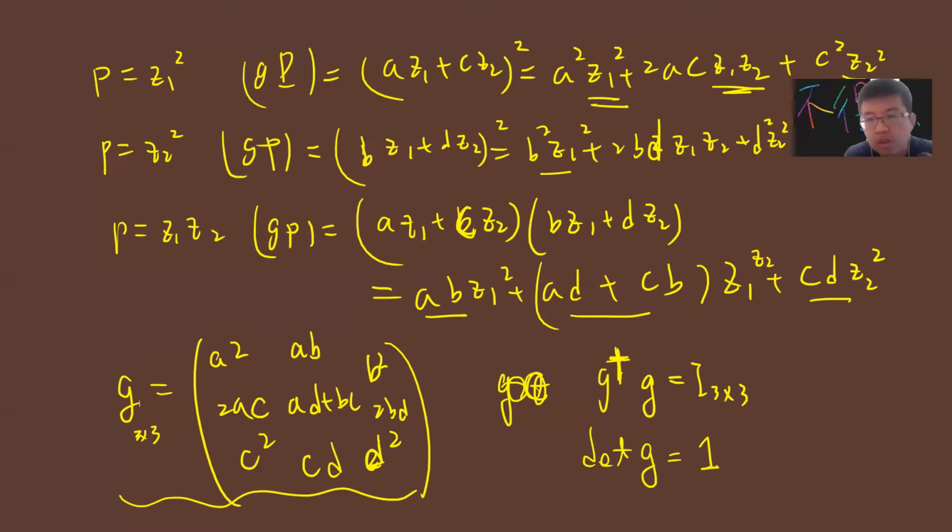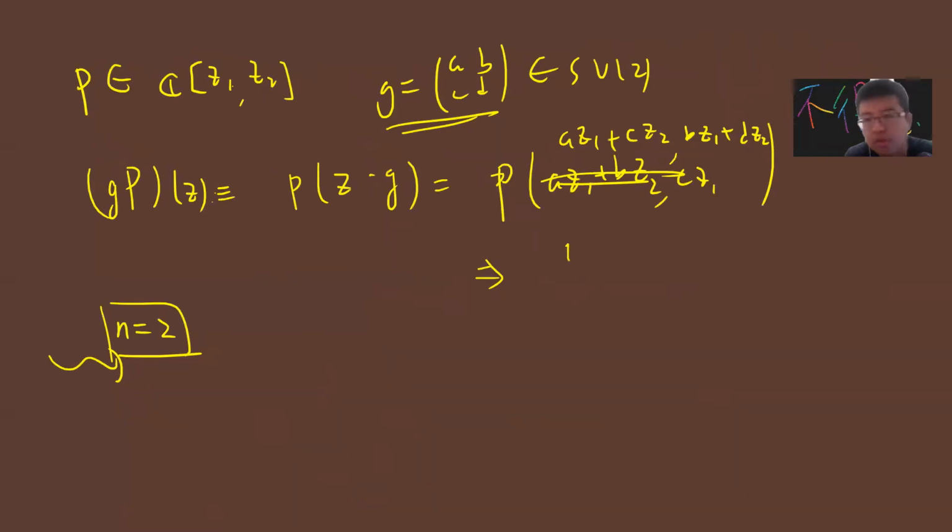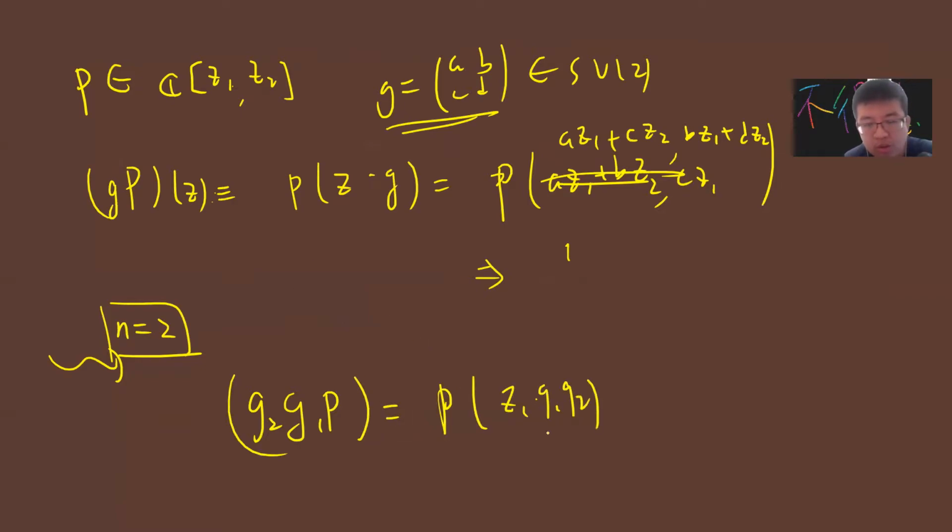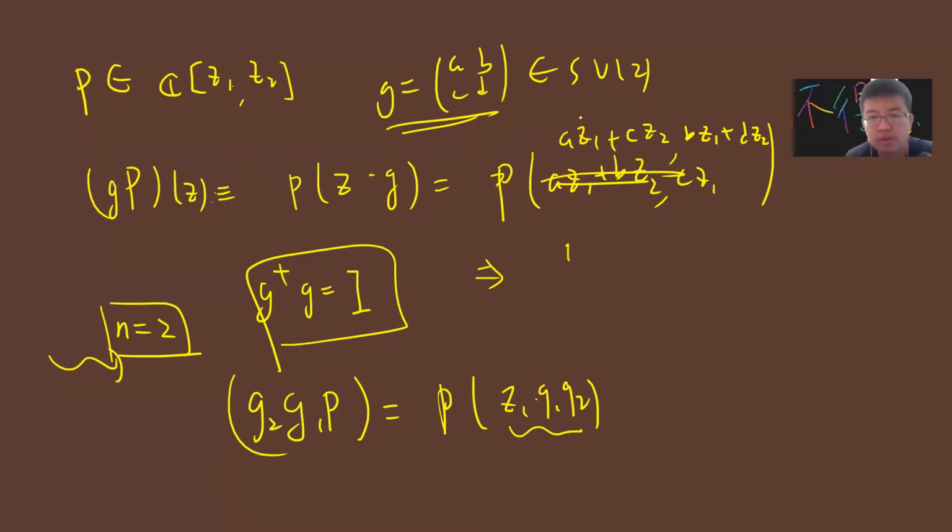The proof is not difficult, because if you act with G1 and G2 on P, acting on z will become P(zG1G2). This is just the definition. But if you want to, you can check this. Since it's 2x2, if you act with this G by its dagger, it will become the identity. So you can prove that this is SU2.